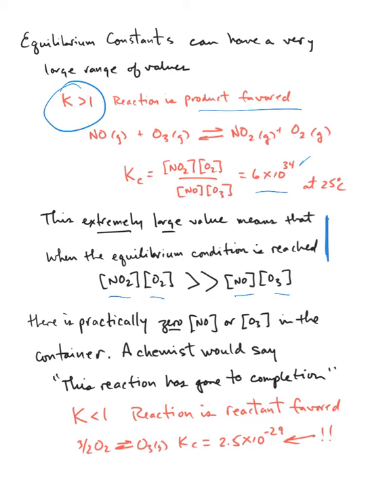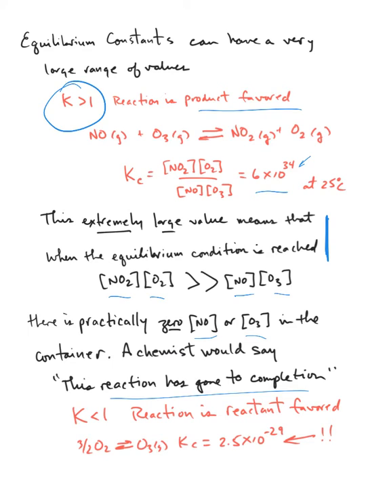This number is so big, you could say that this is practically zero reactant. Not exactly zero, but practically zero. A chemist would say that this reaction has gone to completion. When you were doing Chem 103, you would assume a reaction went to completion in order to do stoichiometry problems.